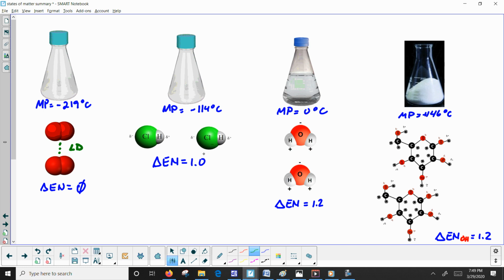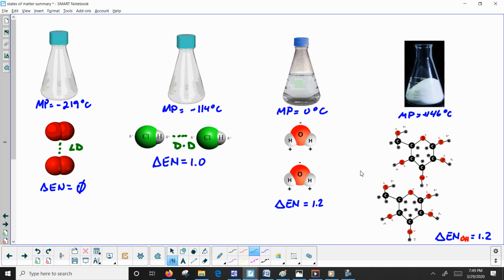Well, let's look at hydrogen chloride. Hydrogen chloride, well, we've got some electronegativity difference. It's over 0.5, less than 1.7, so it's a polar covalent bond, giving us a polar molecule with partial positive and negative ends. And because of that, the opposite poles, dipoles, attract each other. And that's why the melting point's a lot higher than it is for oxygen. So here we have dipole-dipole interaction, remember, from the last unit.